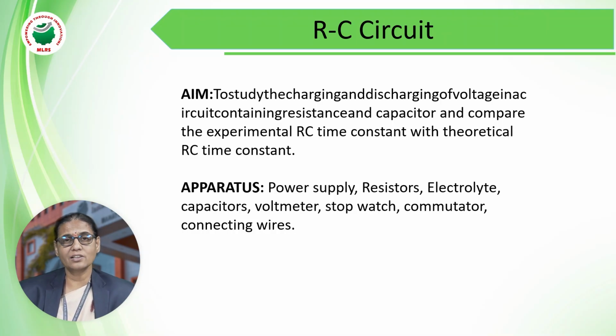Now, what is the apparatus required? We are going to do an experiment, so when you are going to do an experiment, we require some apparatus. To do this RC experiment, what apparatus is required? One power supply. We require different types of resistance values. Then we require capacitors, different types of capacitors. We want a voltmeter to show the voltage. Then we want a stop clock. Why we want a stop clock is to record the time. Next, we need connecting wires. These are the components, apparatus which are required to carry out this experiment.